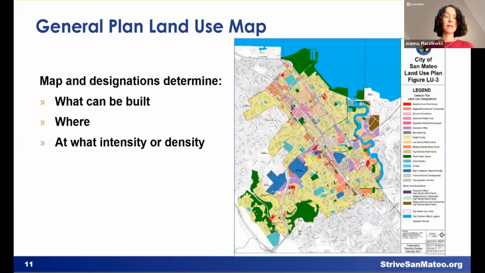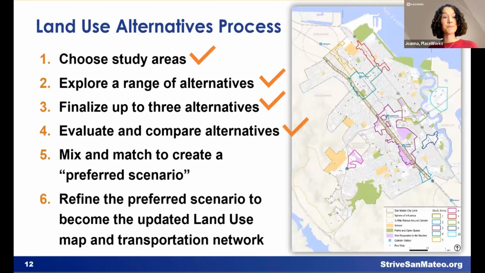So with that, let me explain a little bit about the alternatives process that we've been going through. One very important part of the general plan is the land use map. The colors or the designations on this map, which your current map is shown here on this slide, determine what can be built where and at what intensity. So this has a very powerful effect on what someone can build on their own property, or perhaps what can be built on a property near you. So considering changes to this map is a very deliberate process.